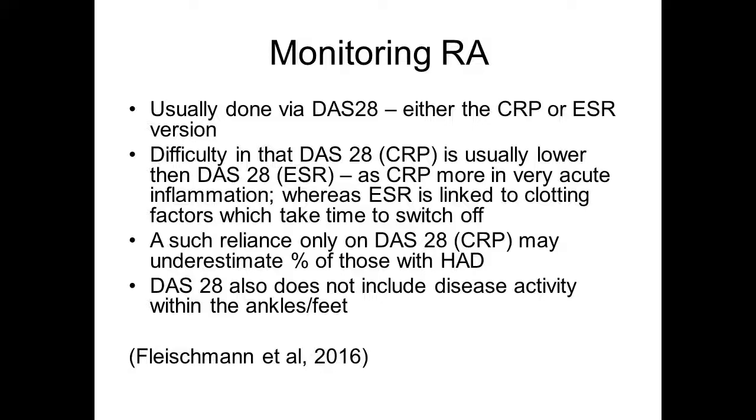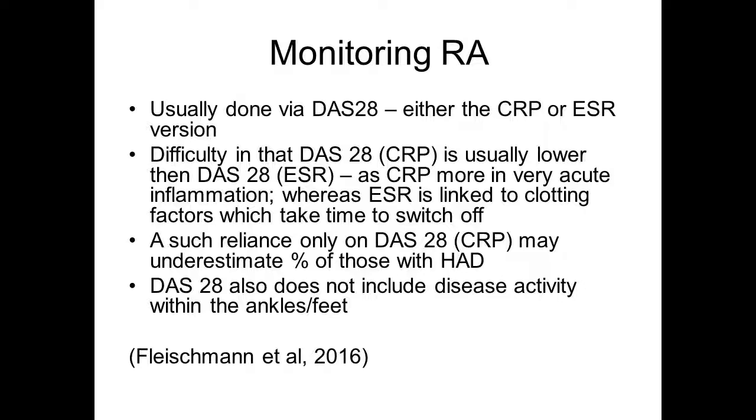What we also need to do as podiatrists and as rheumatologists or anybody involved in the management of this condition is monitor the rheumatoid arthritis, and this is usually done in various ways. Obviously clinical signs and symptoms are paramount and that's what you're going to go by, but specifically done via the DAS28, either the DAS28 CRP or the DAS28 ESR version. The difficulty is that the DAS28 CRP is usually lower than the DAS28 ESR. That's because ESR is associated with clot formation and fibrinogen and blood thickness, so that will tend to persist longer at higher levels, whereas CRP is usually high in the very acute phase of inflammation.